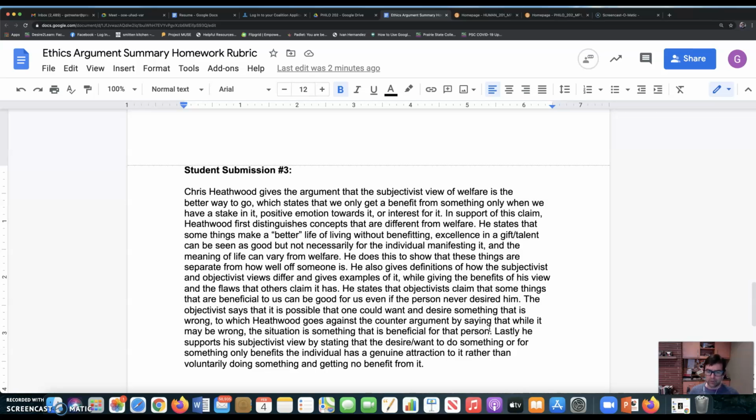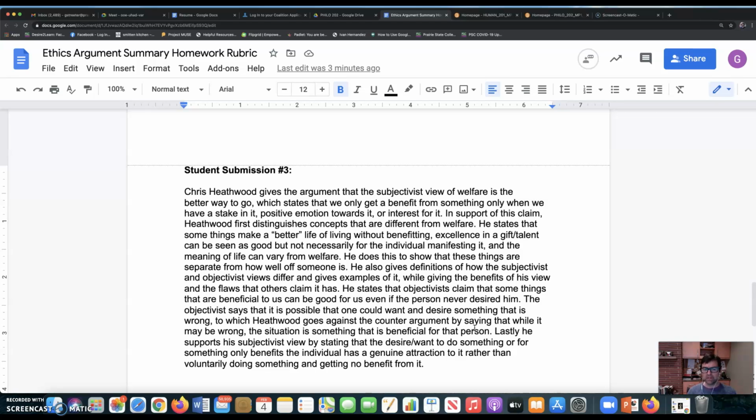I see what the student's trying to do. They're trying to explain how Heathwood distinguishes himself from the objectivist in his defense of subjectivism. But it was a little unclear what the connection is, right? Or how the argument goes. So that was a little fuzzy.